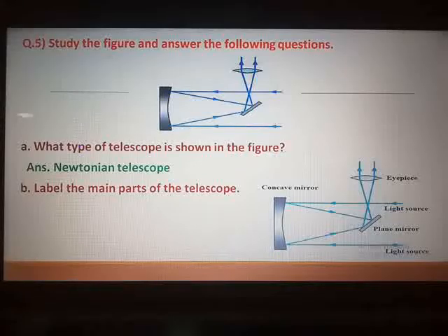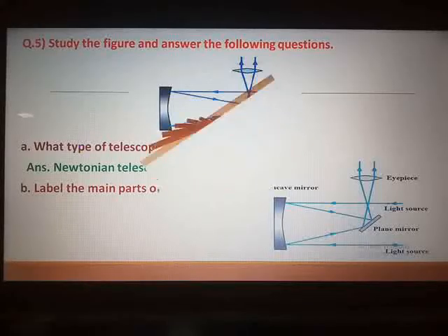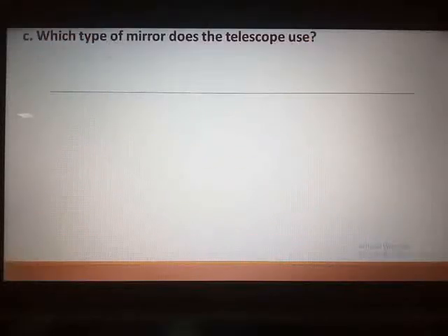Page number 211, you have the labels for the diagram: eyepiece, concave mirror, light source, plane mirror, and again light source. So in each one's notebook, I would like to see the labeled diagram. The third question says, question number C, which type of mirror does the telescope use? Very clearly you can see it makes use of concave mirror. So the answer is concave mirror.